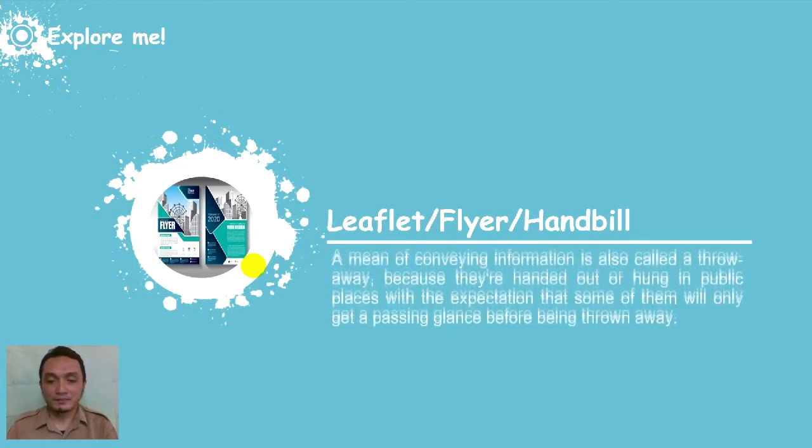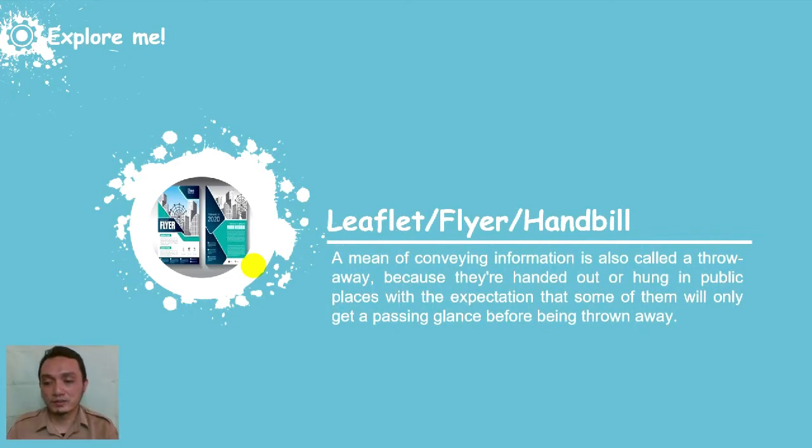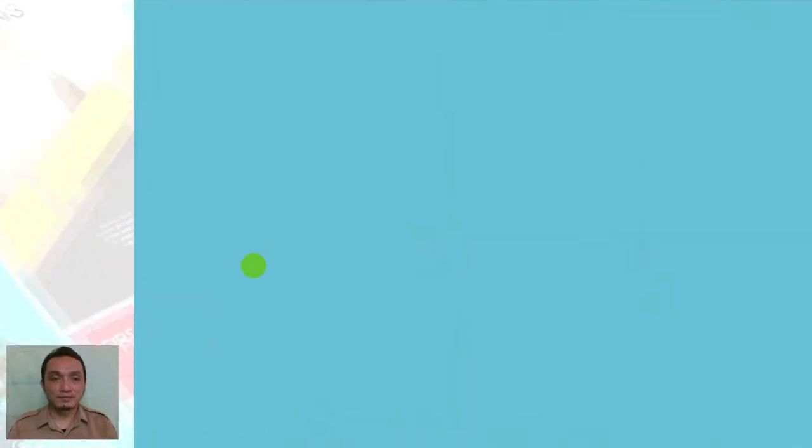It is a means of conveying information, also called a throwaway, because they are handed out or hung in public places with the expectation that most will only get a passing glance before being thrown away. Leaflets are printed on only one face of a piece of paper, but sometimes 2 faces, front and back. The quality of the paper is lower than a brochure. This is the characteristic of a leaflet.